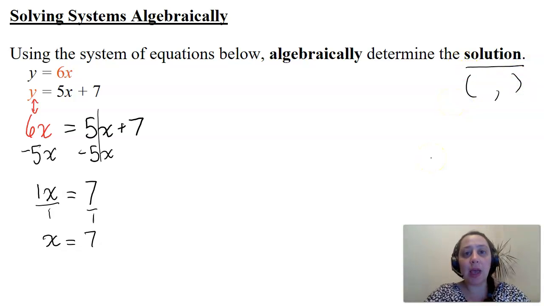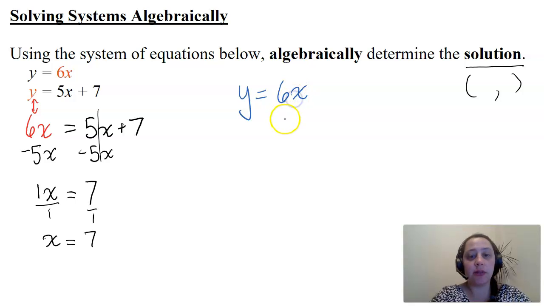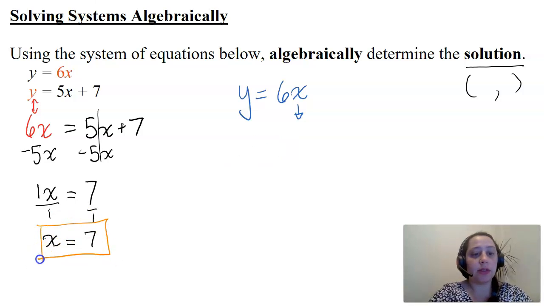Now remember, a solution for a system is a point. We need both the x and the y. So we're going to take this x value and substitute it back into our first equation to get the value of y. If our first equation is y equals 6x, we're going to take this x and substitute it with our answer. So if our x is 7, instead of x, we'll write 7. Everything else will stay the same.